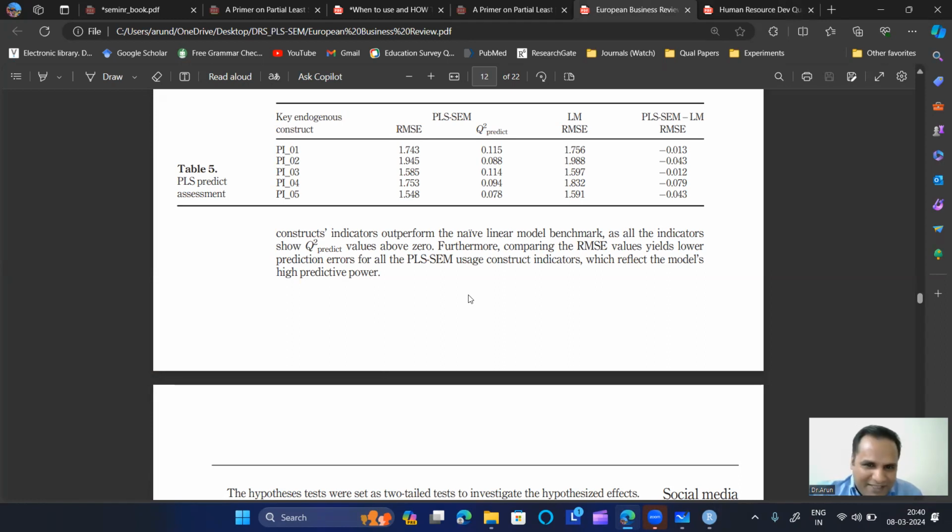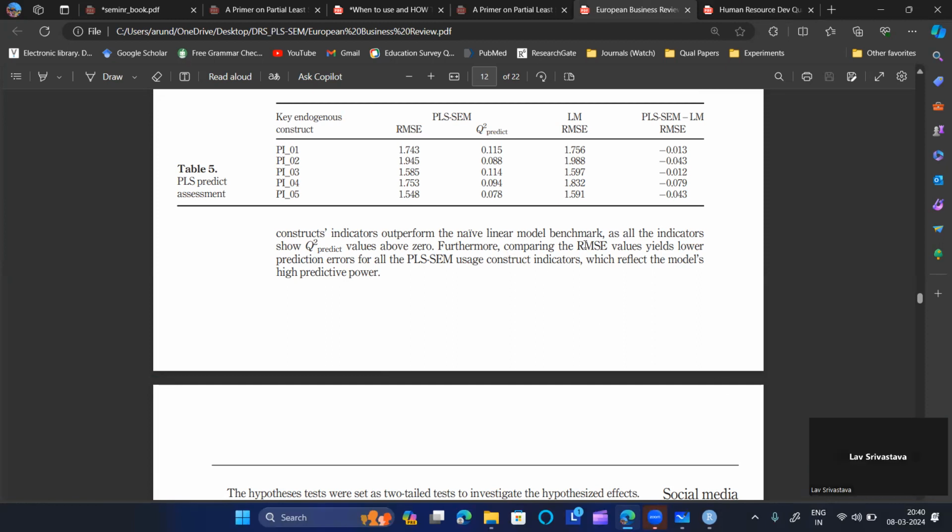But here you see they are saying that all their RMSE errors are lower, and that's why their model has high predictive power. It's slightly confusing, but please note that PLS-SEM out of sample should have lower error than LM out of sample for the majority of the indicators. Then you can say high predictive power for all the indicators; for the majority of the indicators, then medium; if some, then low; if none, then no predictive power. There are four categories. Please bear this in mind.